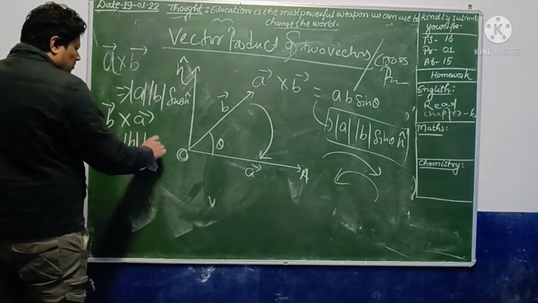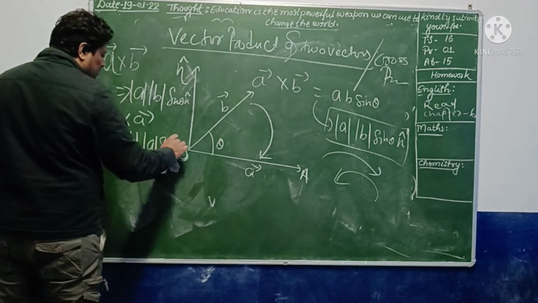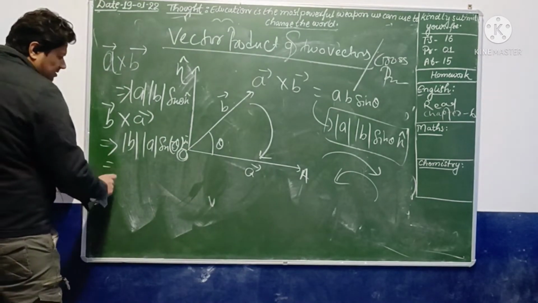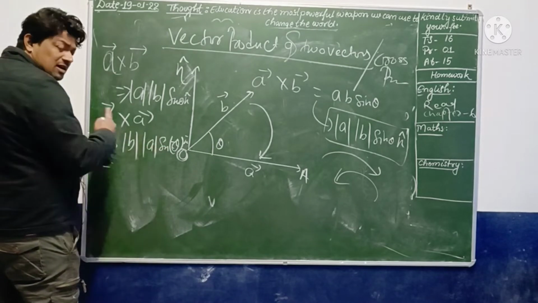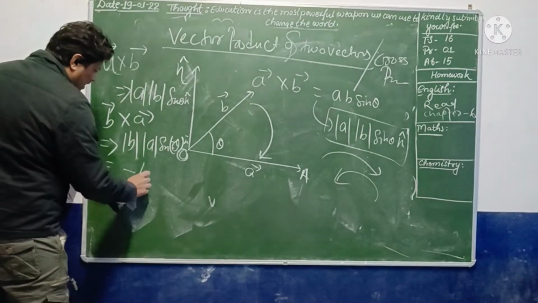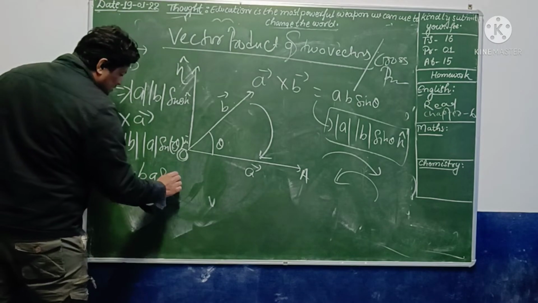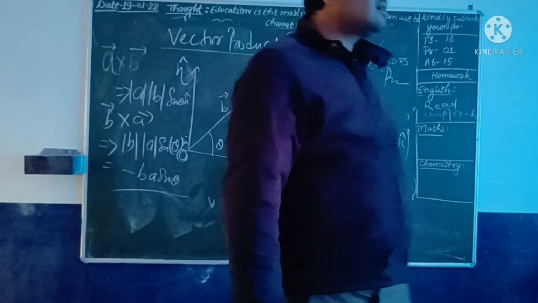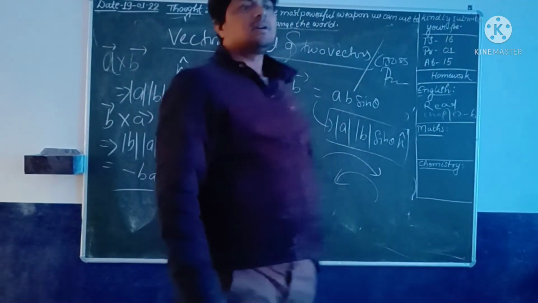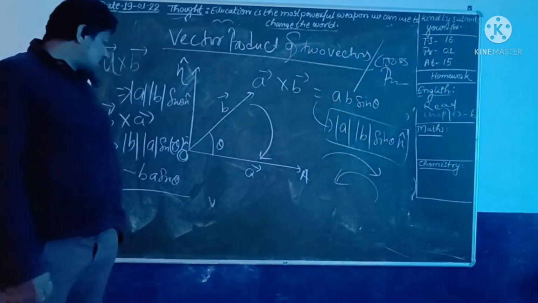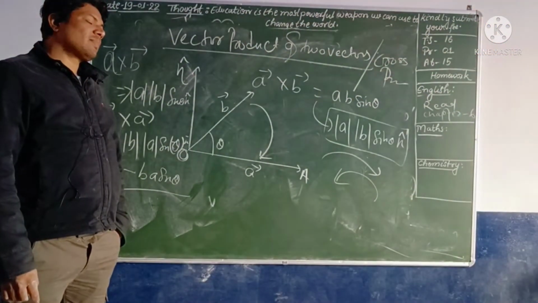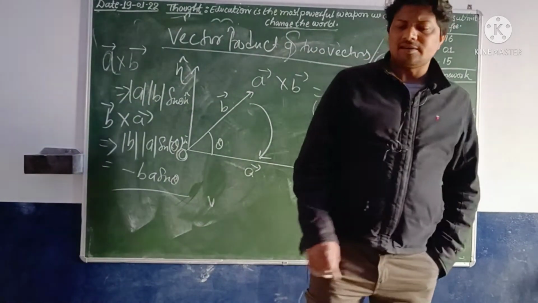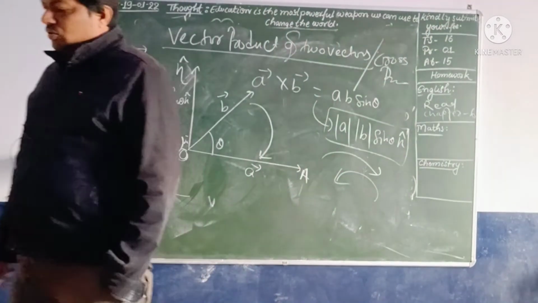Modulus B, modulus A, sine minus theta, right? You will get sine minus theta is minus sine theta, so minus BA sine theta. You are getting minus BA sine theta. Is that clear? If you are getting minus BA sine theta, so what are you getting?